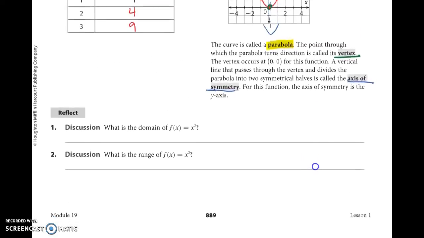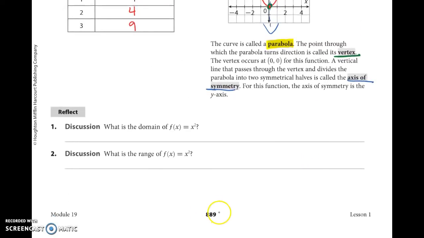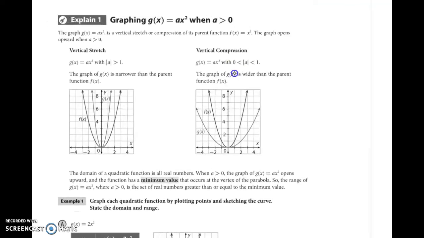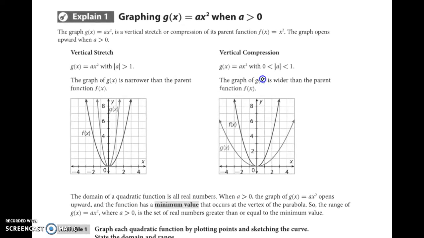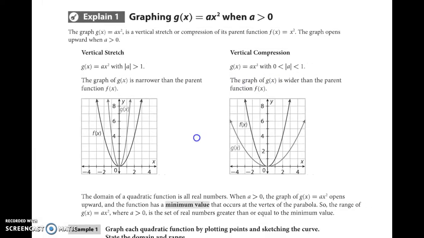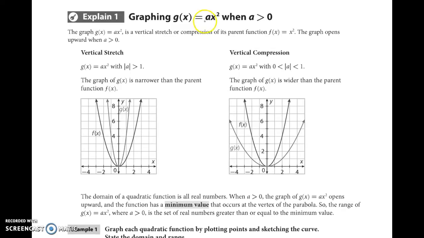We're going to go ahead and go on to the next part. So we are on page 889. We're turning the page to 890, and we're going to go over Explain 1. Explain 1 is talking about what happens if you multiply a times x squared. So the graph of g of x equals a x squared is a vertical stretch or compression of the parent function. The graph opens upward when a is greater than 0.